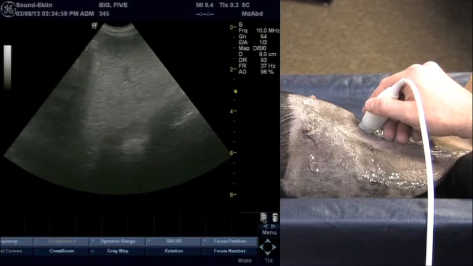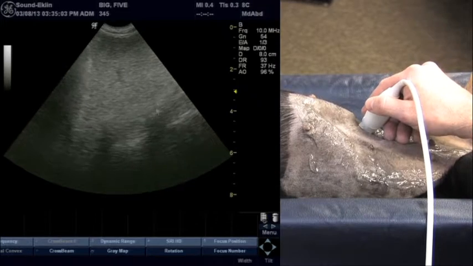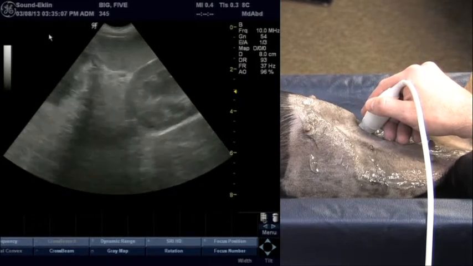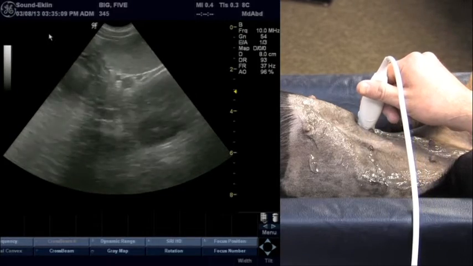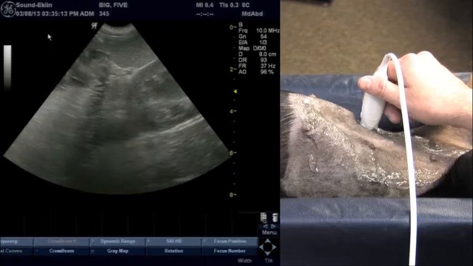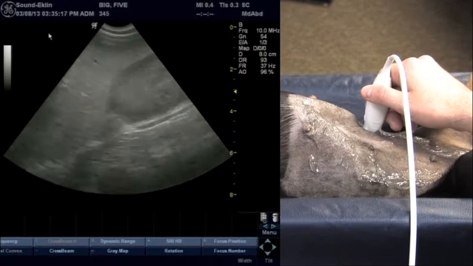From this point, I'm going to slide the probe towards the left body wall, and I'm going to gradually fan underneath the last rib. That'll bring us to the head of the spleen. Some people refer to that as a shark's tooth because of its triangular appearance. Then we will straighten the probe back up until we're perpendicular to the patient.